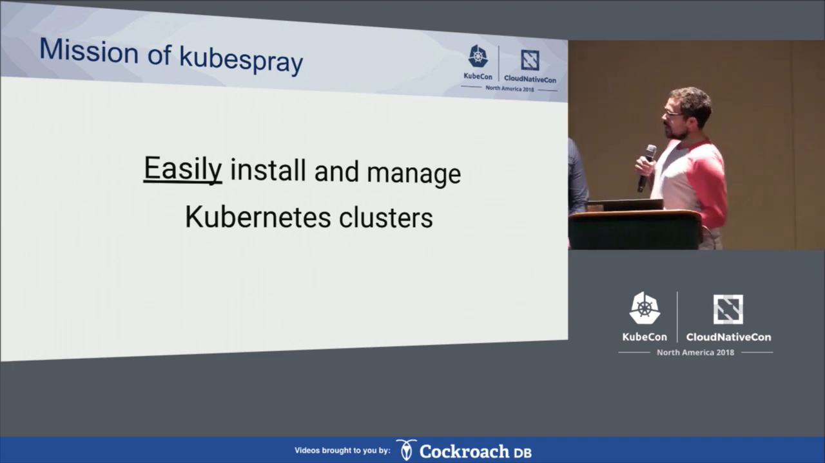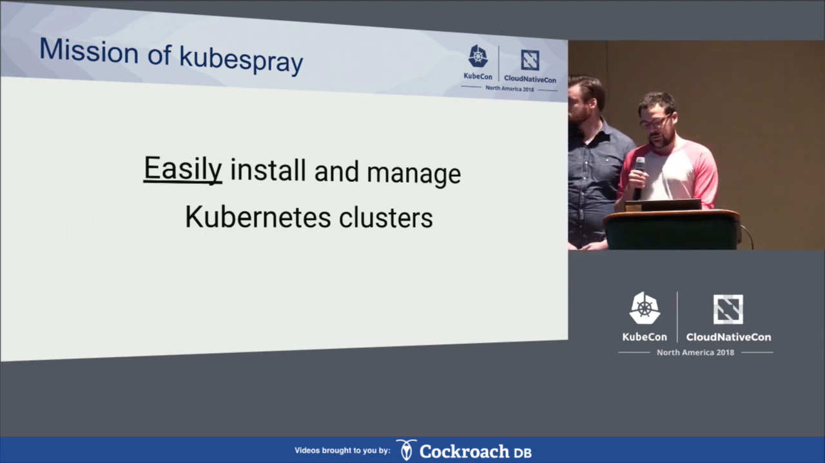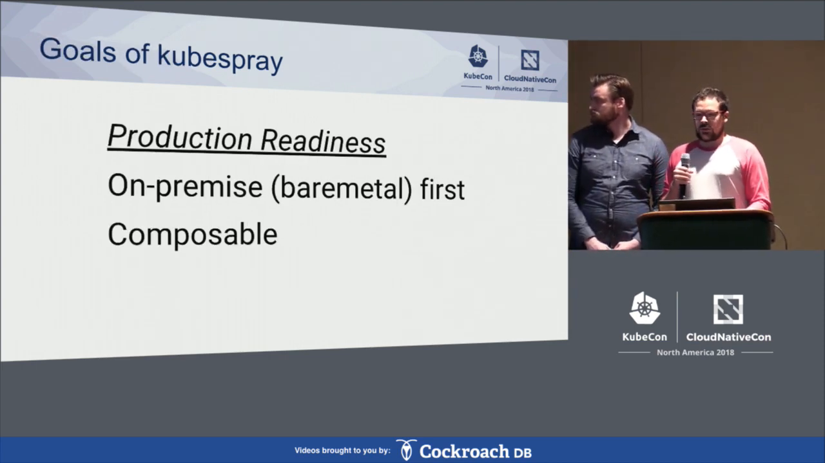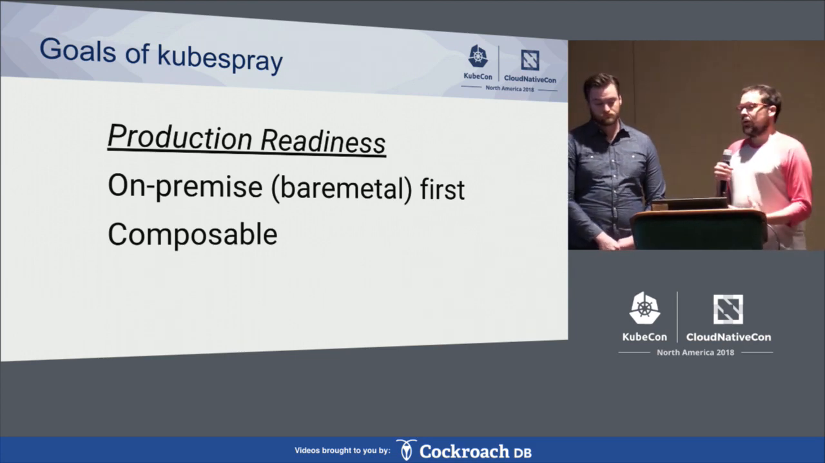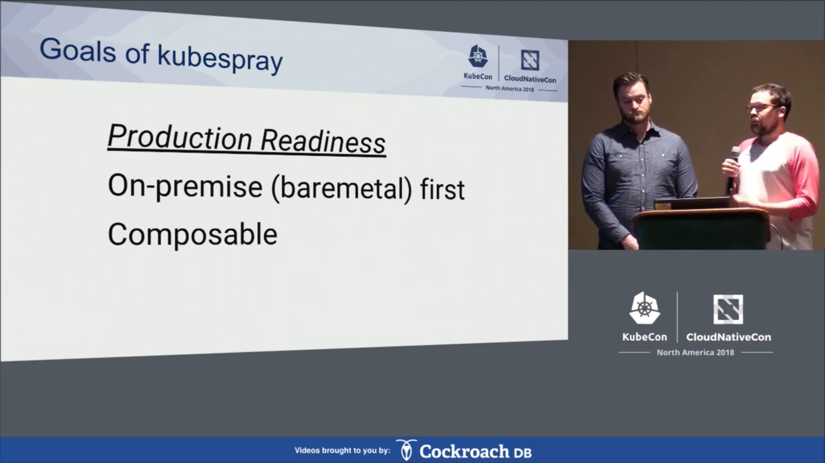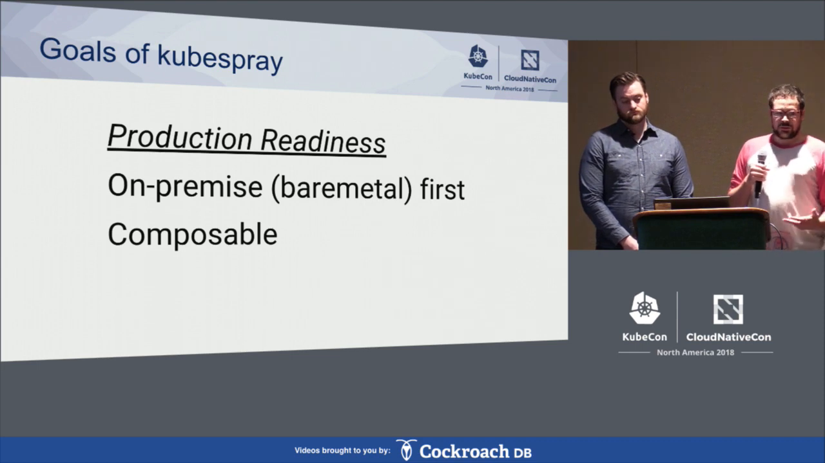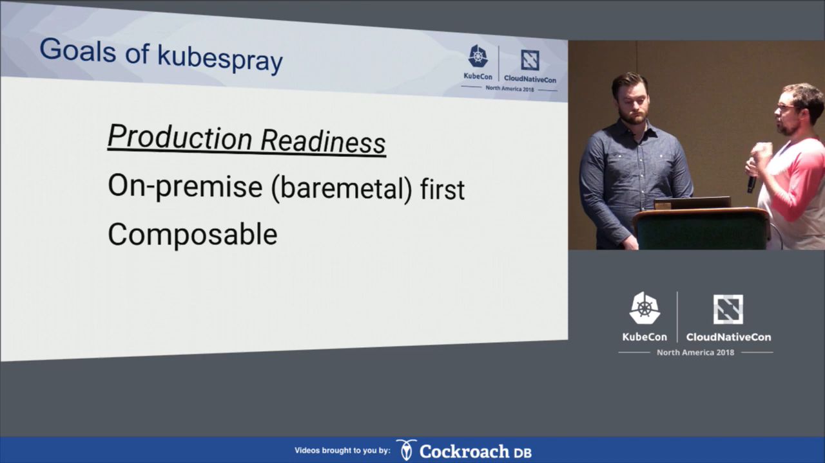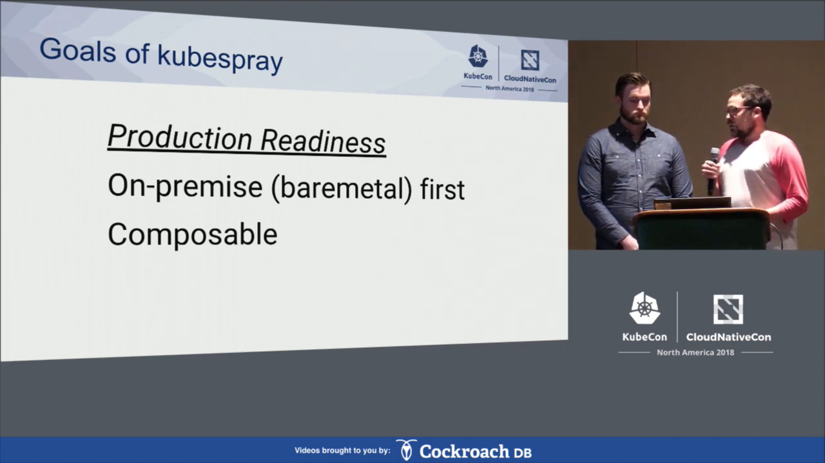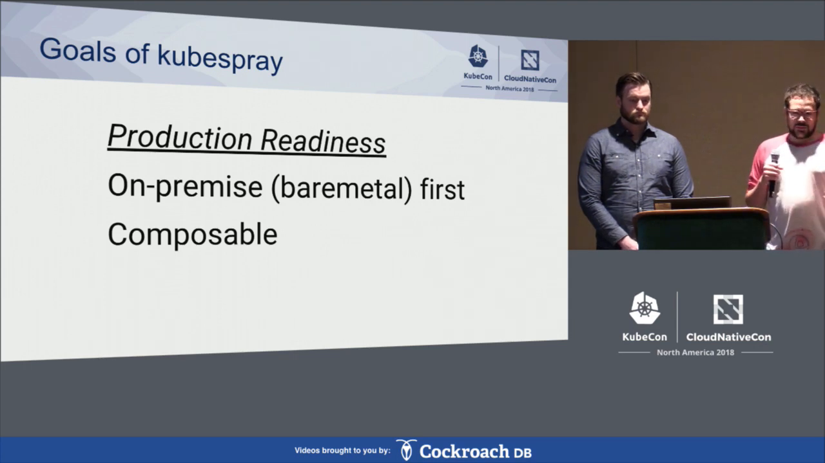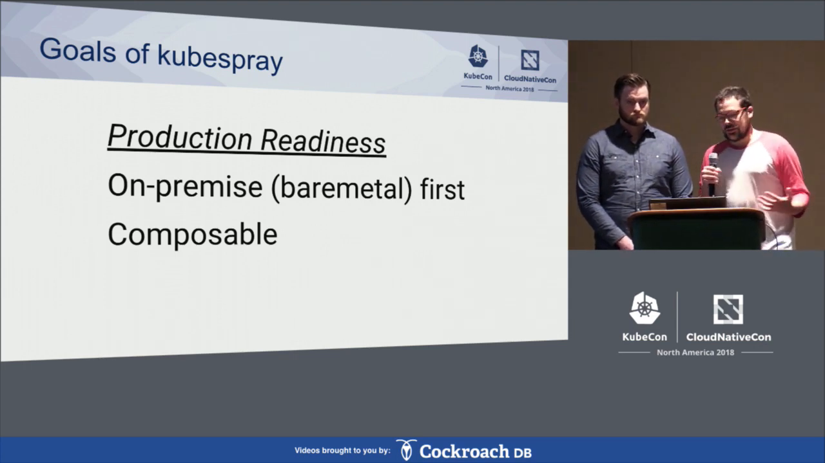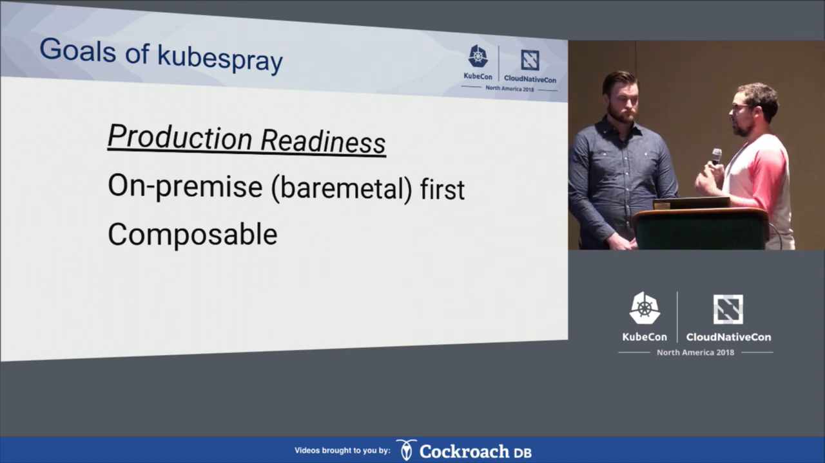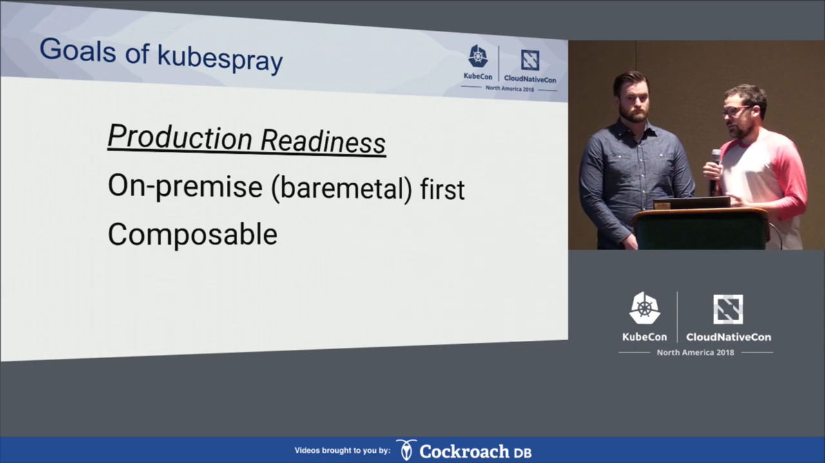And inside this mission, because we were building for our own usage, we had some goals. One was not to deploy proof of concept. We really want to deploy to production. So one core goal of Kubespray is to deploy production-ready clusters. Another part is to always focus on bare metal first. That was our environment. We had data centers. So always bare metal, no cloud features. And the last one, composable.